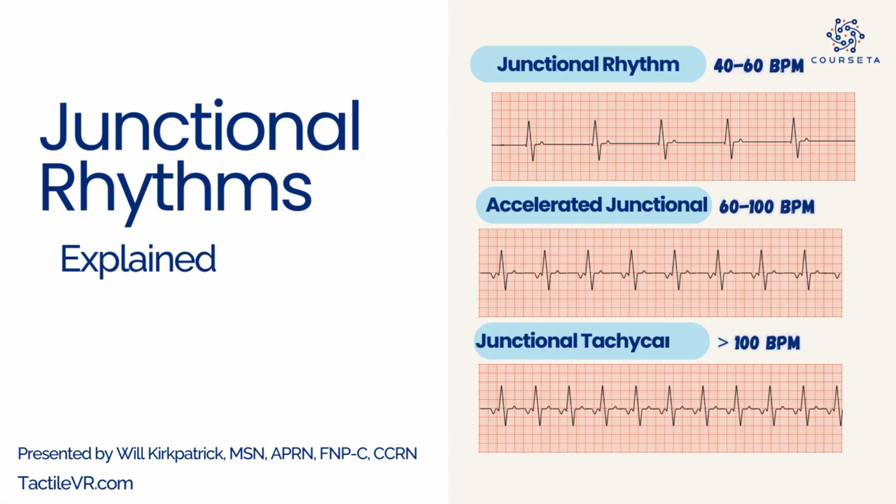So when it's accelerated, that means it's 60 to 100 beats per minute, because the normal rate for the secondary pacemaker, the AV node, is 40 to 60 beats per minute, like the junctional rhythm. Well, when it's accelerated, it's 60 to 100 beats per minute. And then just like everything else, when we say tachycardia, that means it's over 100 beats per minute. So that would be your junctional tachycardia.